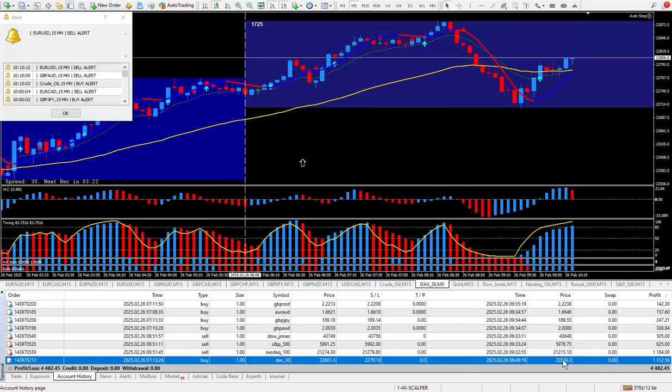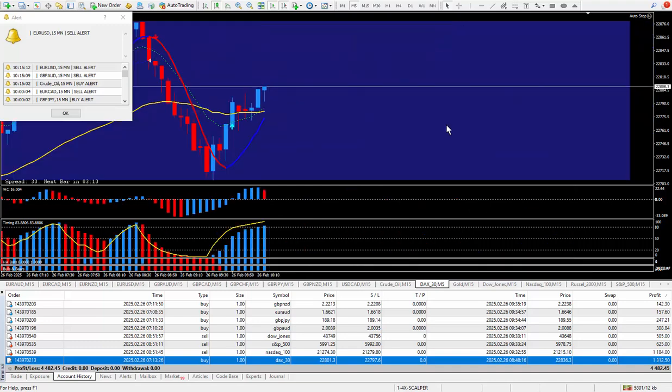DAX 30 pays $3.75 for each tick. So I took the money, did some calculations. Calculator says it's approximately 350 ticks. So let's drag and drop this up, see where I got in at.